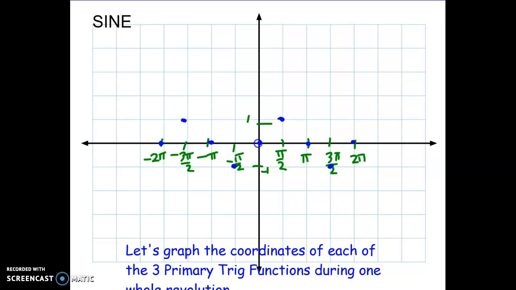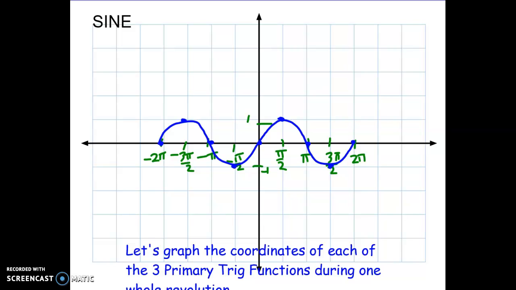Now when you connect these, it should make a nice curved wave. Okay? So we'll start, and we're just going to curve through our points. It should be a nice curvy wave, not pointy at all. And that would be your sine graph.